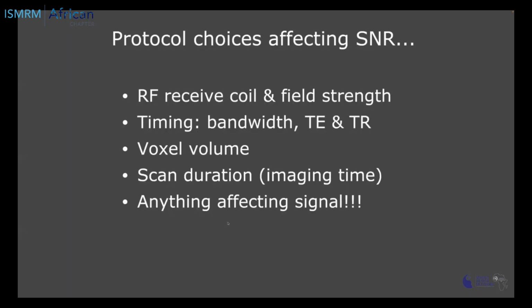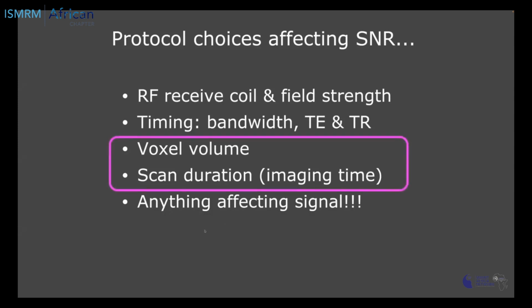In terms of the protocol choices that you can make during image acquisition that affect SNR, there are many factors: the types of RF receive coils that you choose, the field strength of your magnet, the timing of the sequence in terms of the readout bandwidth, the TE and the TR, the voxel volume or the image resolution, the total scan duration or the amount of time that you spend imaging, and really anything else that affects the signal, so to speak. Most commonly when you're at the scanner console, the easiest choices you have to make are about what resolution you want, the voxel volume, and how long you're willing to scan for.